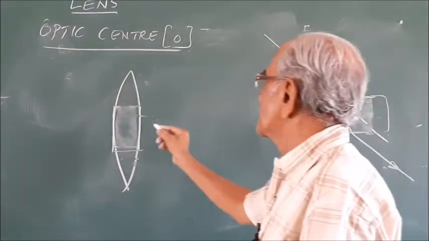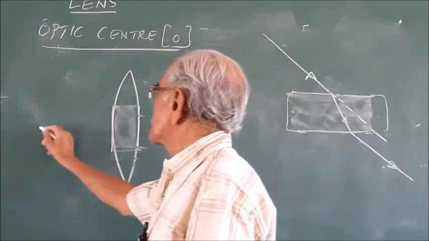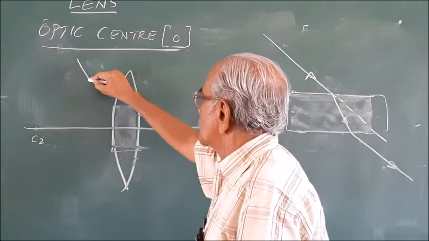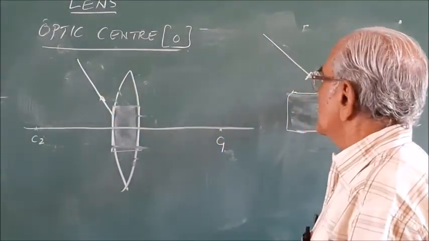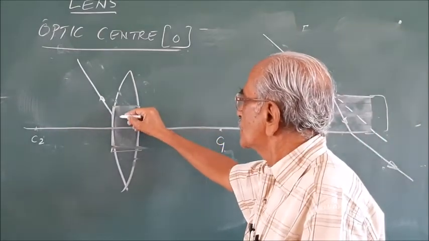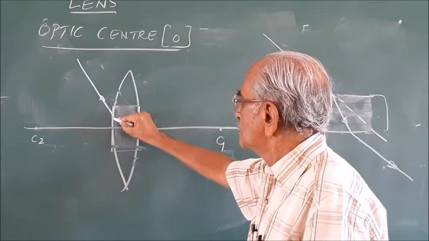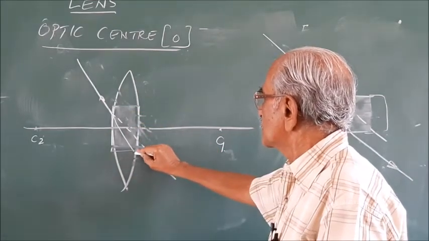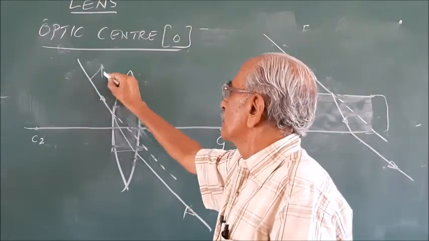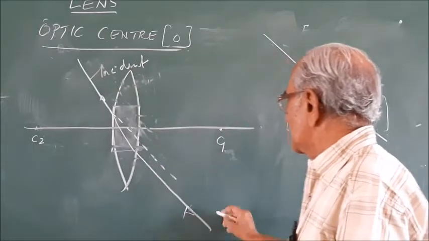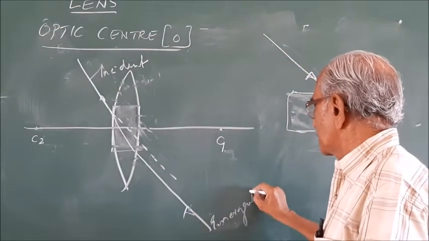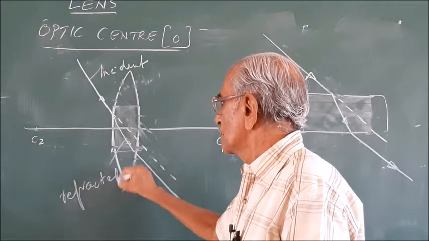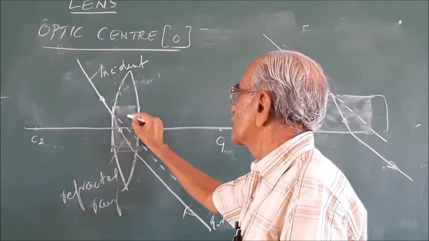So if you have the center of curvature here, the centers of curvature for the two spherical surfaces, and the principal axis, a ray of light, observe, I am drawing this figure. It deviates such that it comes out parallel to itself, like this. So if the incident ray and the emergent ray are parallel, the refracted ray intersects the axis at a point that is called the optic center.